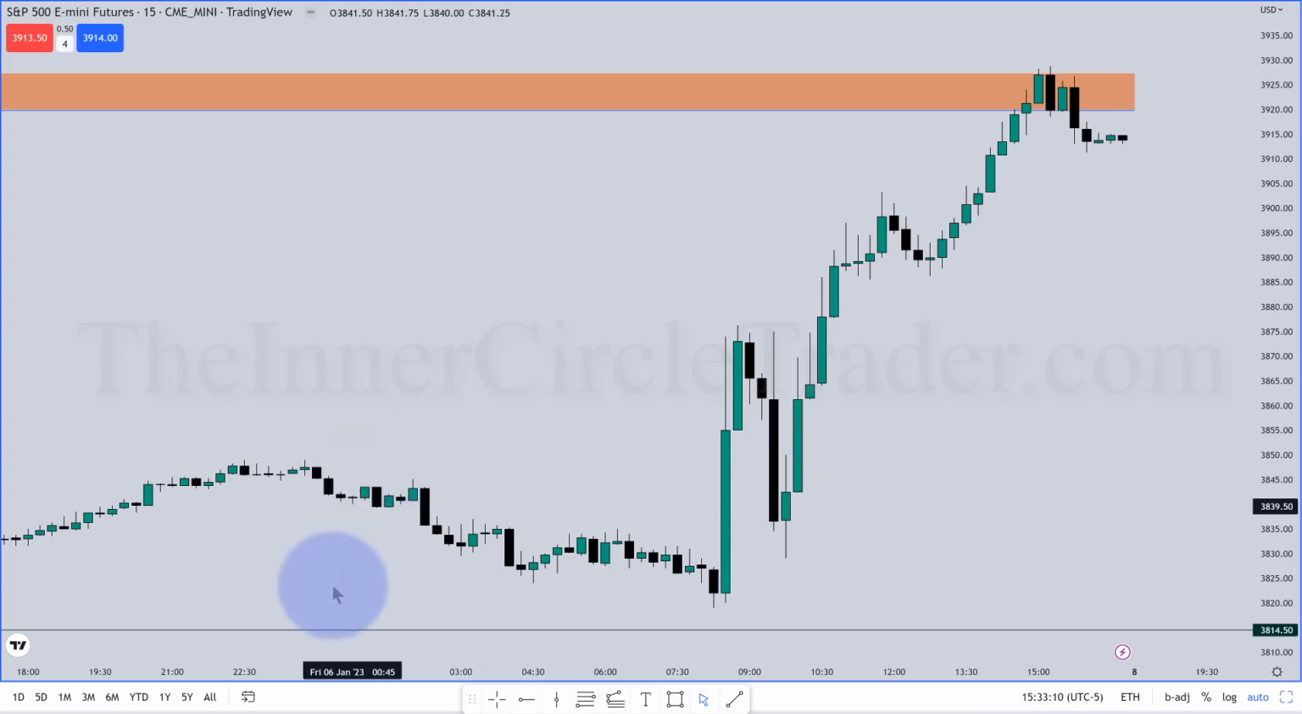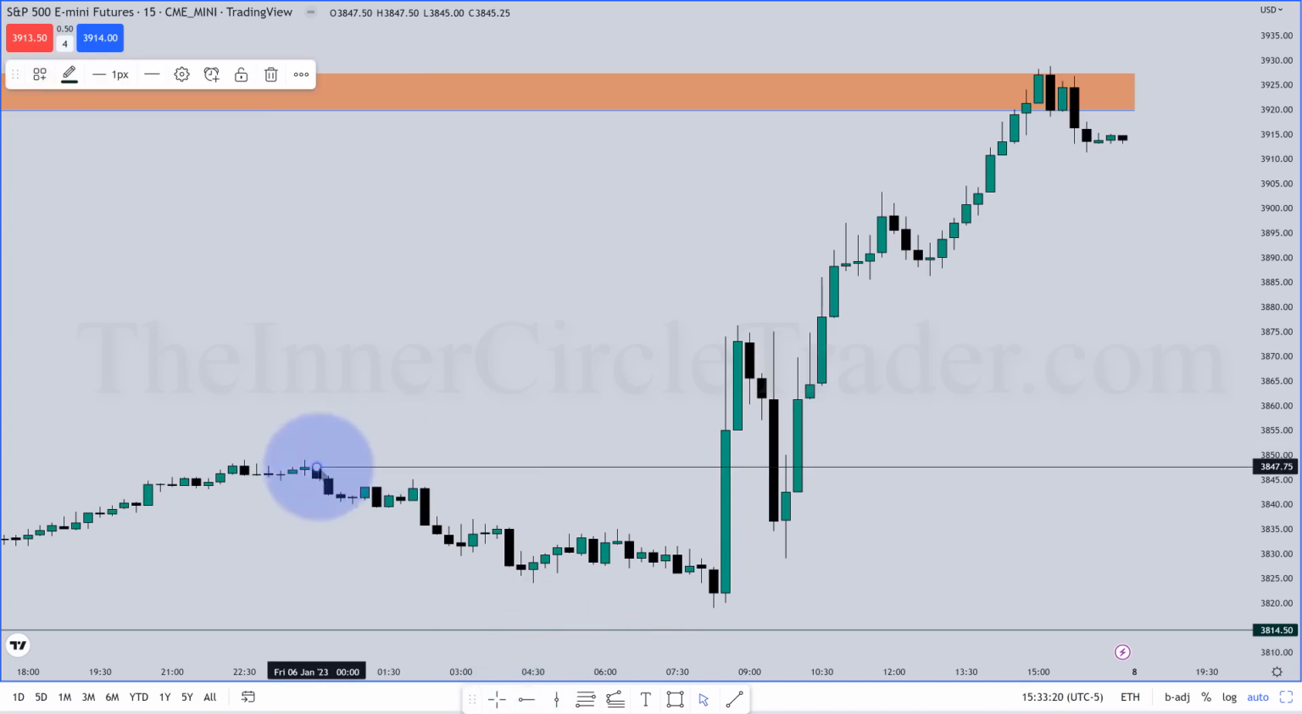So go to this candle right here. That is the midnight candle in New York local time, right there. And we're going to drop a level right there. So 38.47.5, we'll make that purple.